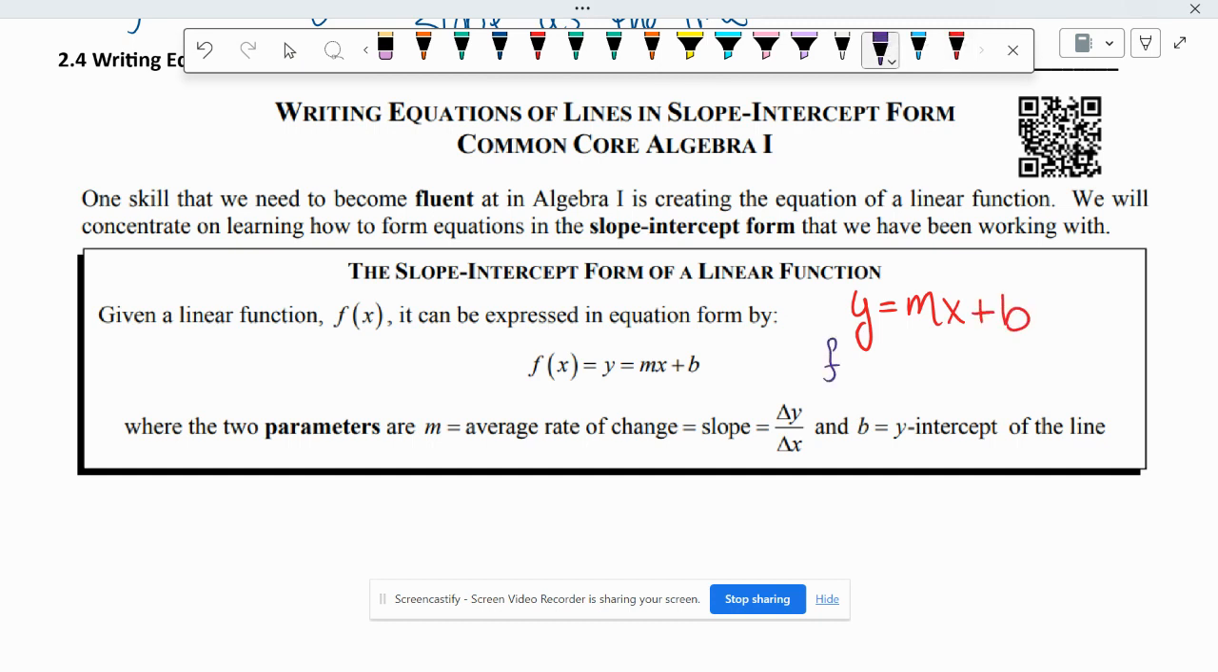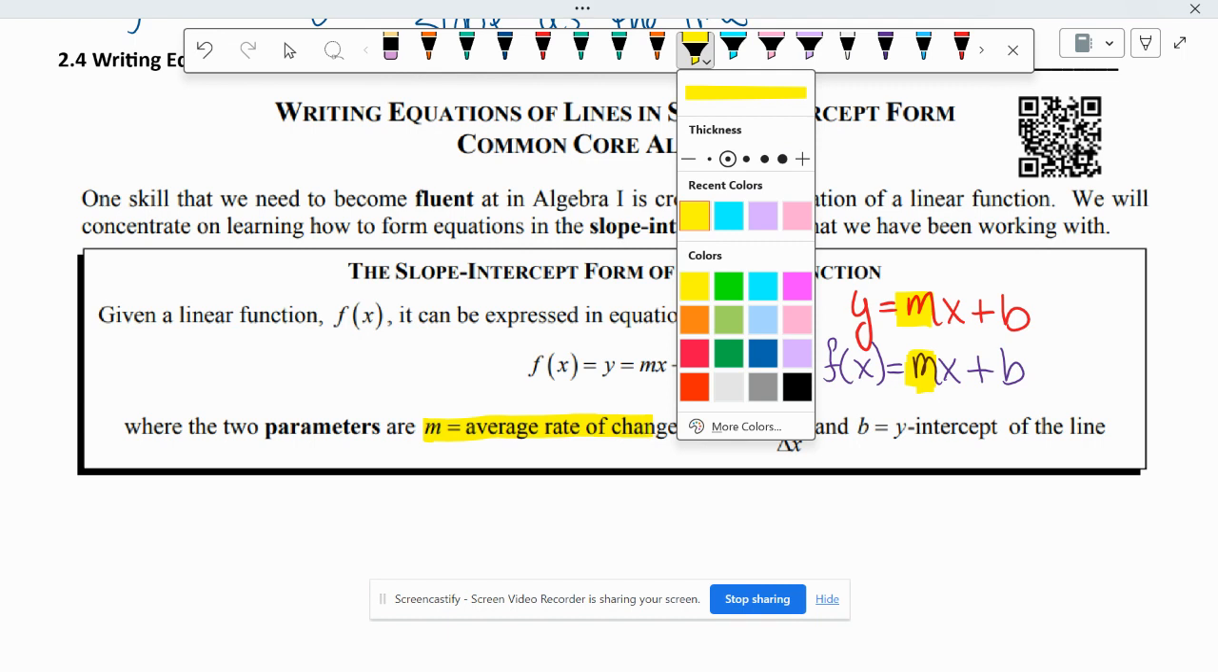What do we know about y and f of x? They're the same. They're exactly the same. So what I really want you to know is that m, we've been solving for m in our slope formula. M stands for what? Yeah, it's the average rate of change, or it's your slope. M is your rate of change or your slope.